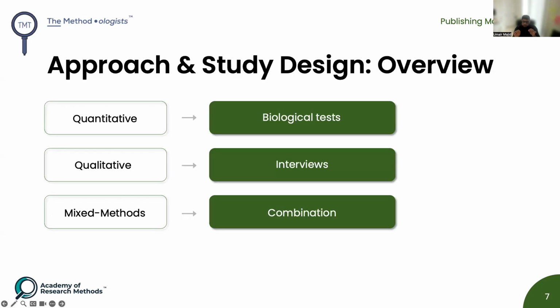But let's get into some of these in a bit more detail, right? So approach and study design, I've already alluded to this to some degree. There are three approaches: quantitative, qualitative, and mixed methods, right? And I want you to remember that this is one of the most important things in your research journey. There are quantitative studies, qualitative studies, and mixed method studies.